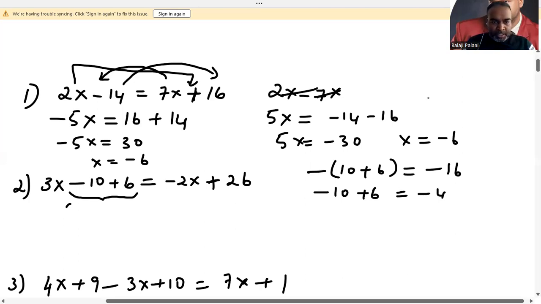Now transpose this minus 2x to the left, because here the condition is nicely satisfied: x to the left, x to be positive.